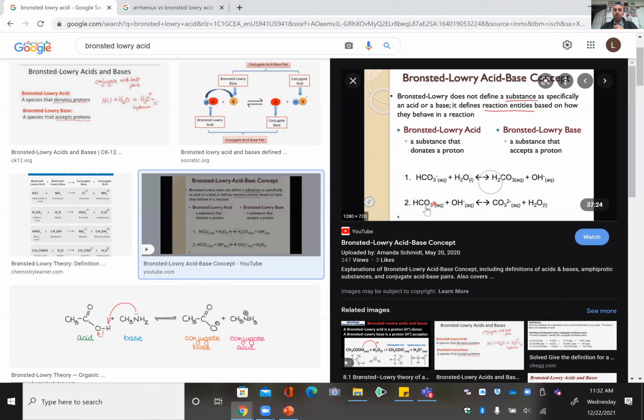In this case, we have our bicarbonate and our hydroxide. When we combine those in a reaction, we get the carbonate ion and water, and we see that we are now donating a hydrogen from here. So in this case now, this is the Bronsted-Lowry acid. Before it was the base. So depending on your reaction, the same compound could be either a Bronsted-Lowry acid or a Bronsted-Lowry base. It all depends on whether you're donating a proton or accepting a proton. Okay.